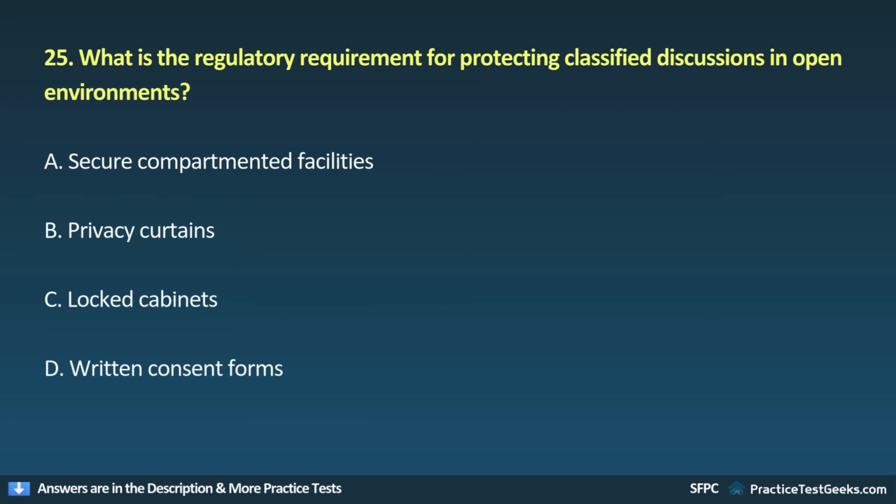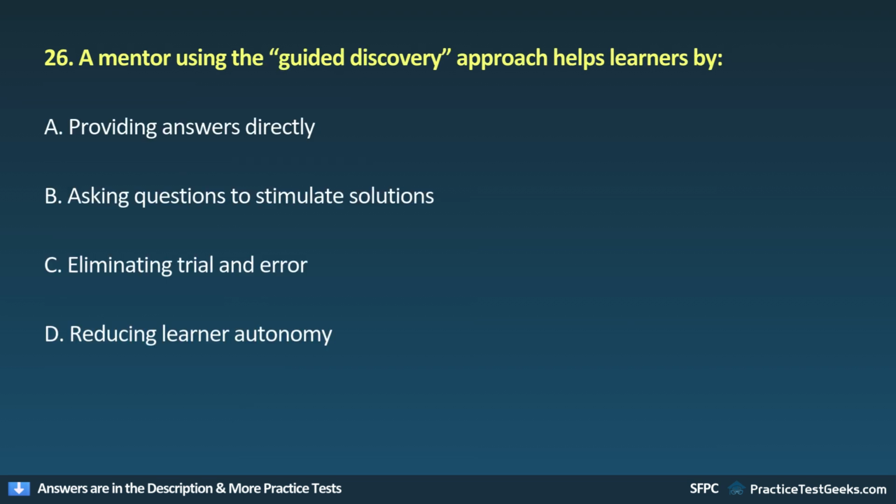25. What is the regulatory requirement for protecting classified discussions in open environments? A. Secure compartmented facilities. B. Privacy curtains. C. Locked cabinets. D. Written consent forms. 26. A mentor using the guided discovery approach helps learners by A. Providing answers directly. B. Asking questions to stimulate solutions. C. Eliminating trial and error. D. Reducing learner autonomy.